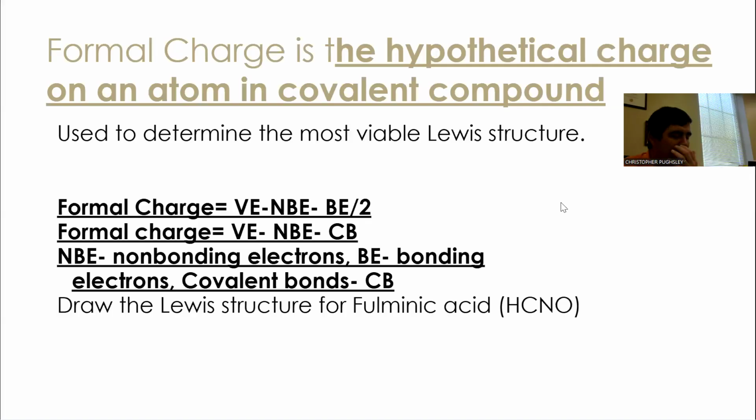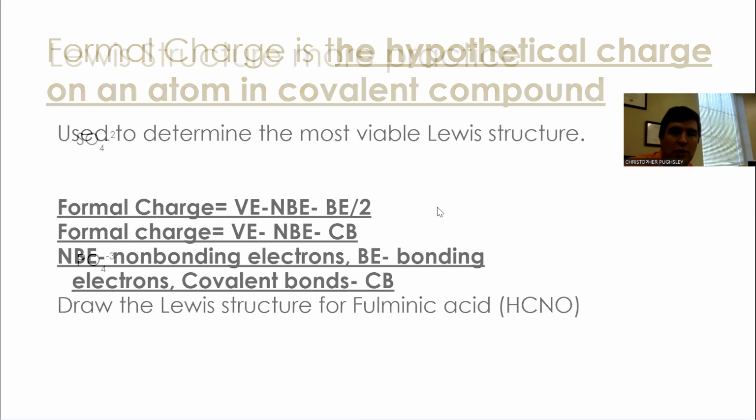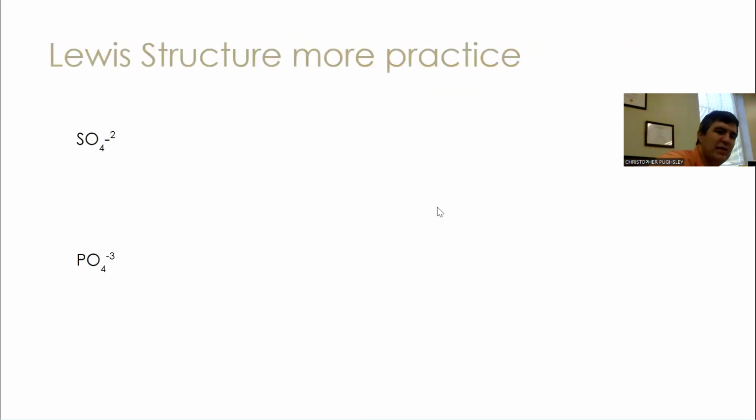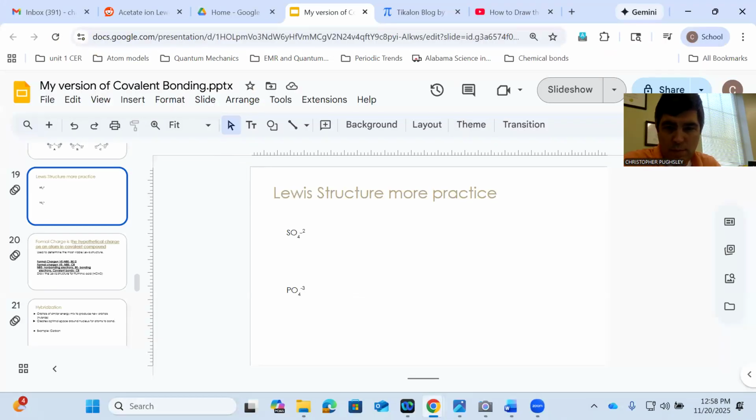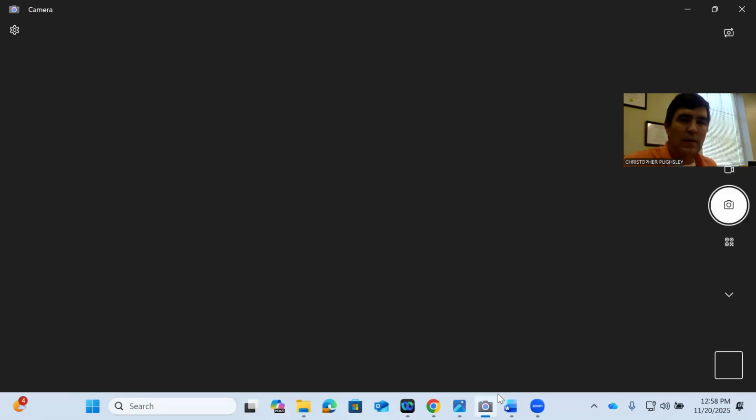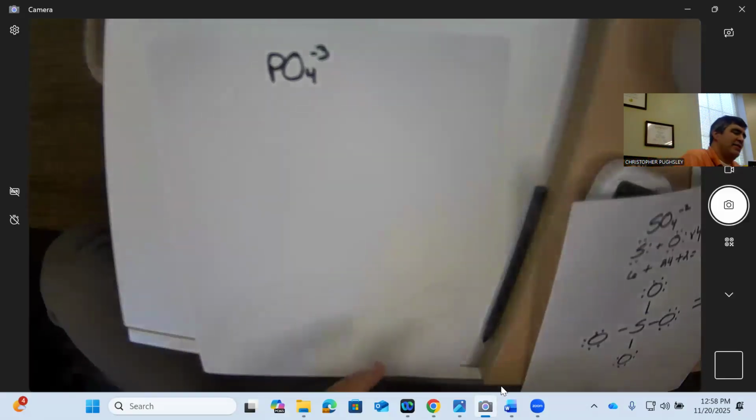It is time for us now to do our next problem. We're going to do it together, though. Going to phosphate, PO4 3-. All right, so we're going to do this one together here. PO4 3-.